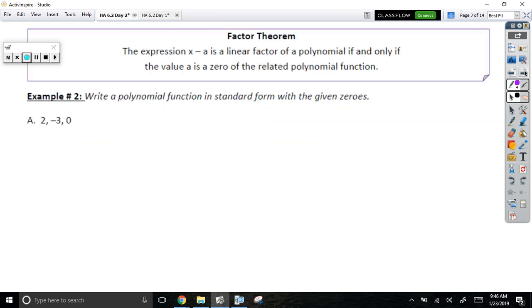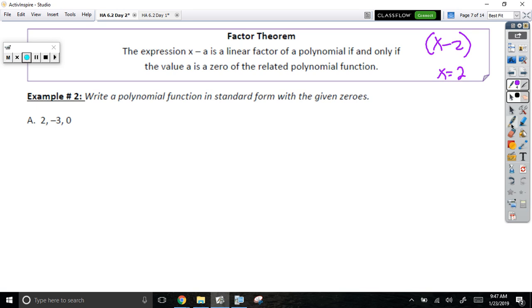So the factor theorem just basically says that x minus a is a linear factor if and only if the value of a is a 0. So for example, if x minus 2 is a linear factor, then x equals 2 has to be a 0. We know that. We set that equal to 0.